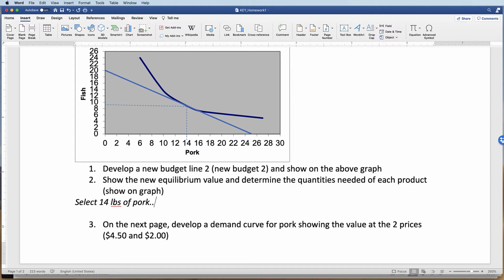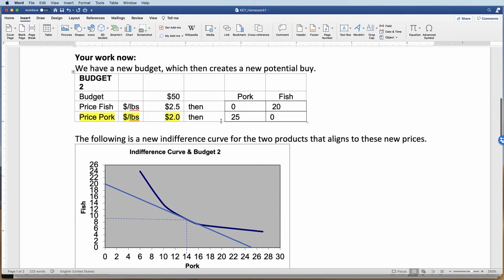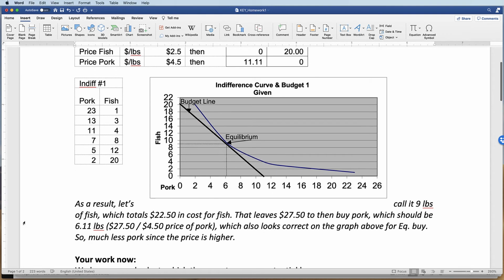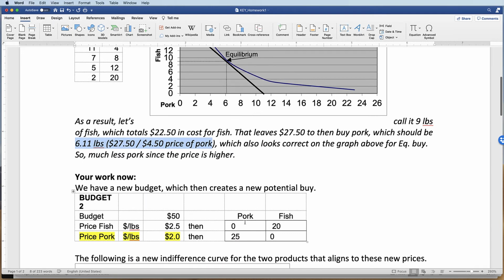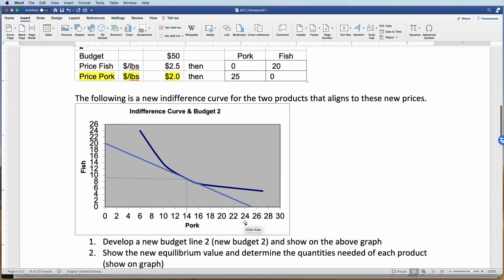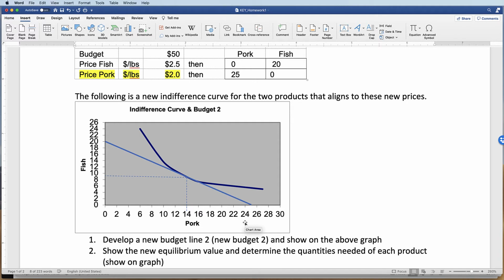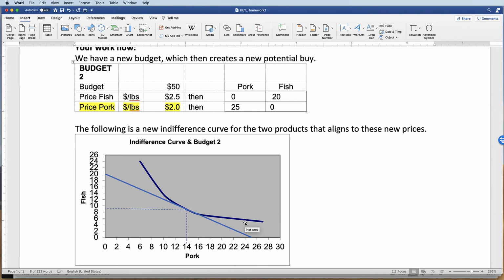So before, just to make a note, we definitely went up because we only bought the 6.11 pounds of pork before, but that's because we had a whole different price situation. So when prices drop, people tend to buy more, but they also have that other product to buy. So it's not a one-to-one move. In fact, in this case, 6.11 went to 14. And if you look at the price change, the price went from $4.50 to $2. It dropped by more than half. But yet we didn't double how much. We actually went even over that. So we went all the way from 6.11 to 14.